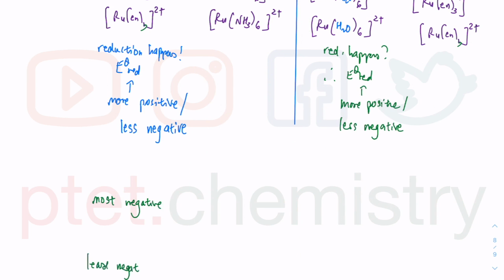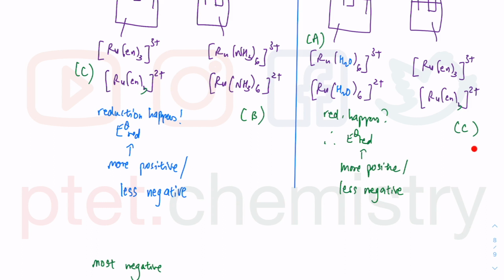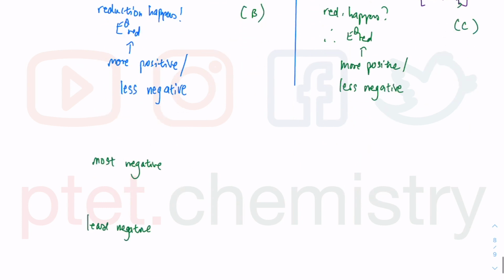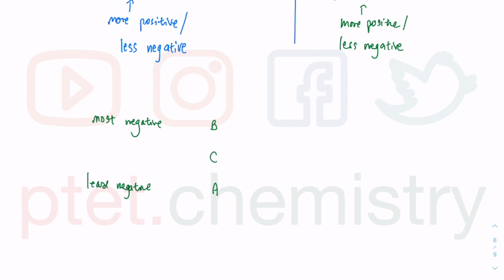We are just looking at redox system A, B, or C. So this thing here is redox system C, and this is redox system B, and this is redox system A. So A is the least negative because it's less negative than C, and C is less negative than B. So the least negative is going to be A, and the most negative is going to be B, and C just lies somewhere in between, just like that.